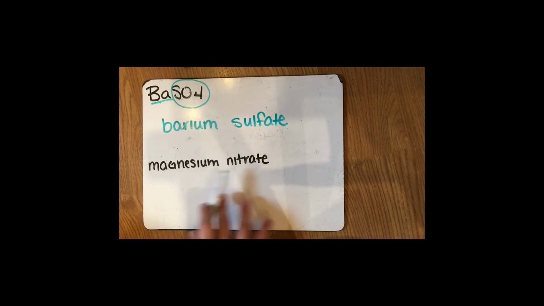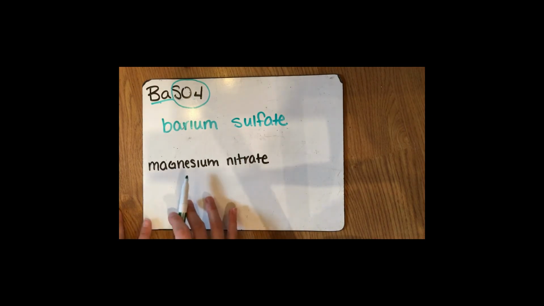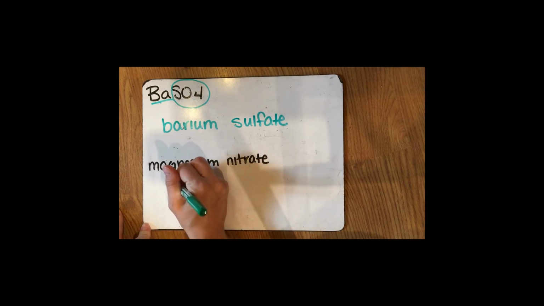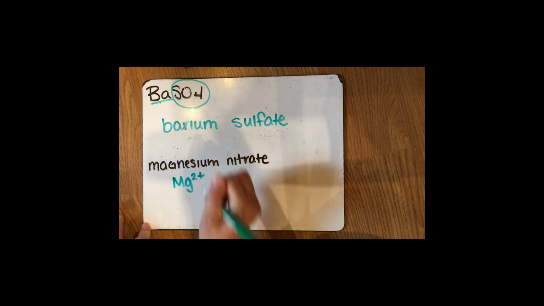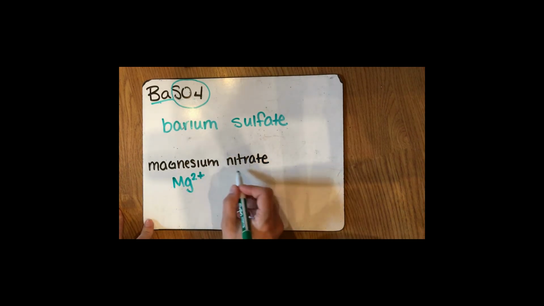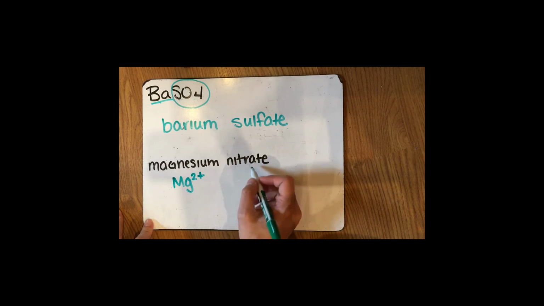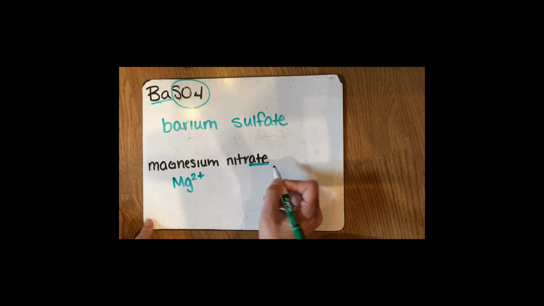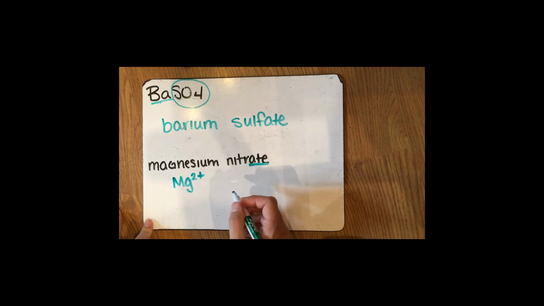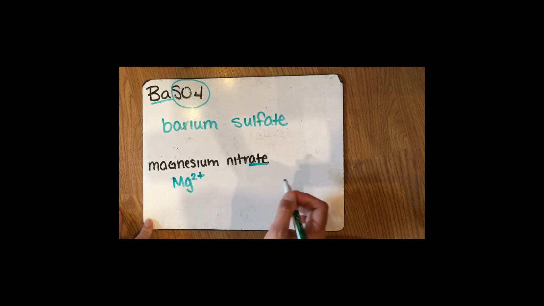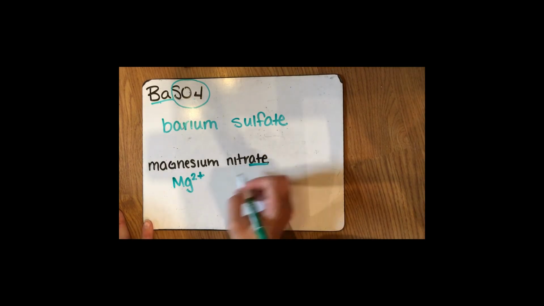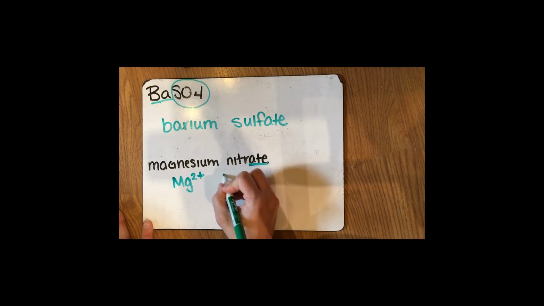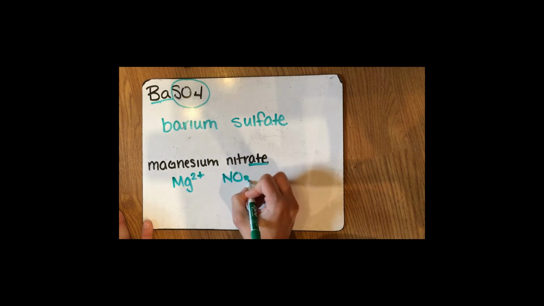To write the formula, it's very similar. We know magnesium is Mg, and when we look at the periodic table, it has a 2+ charge. Nitrate is a polyatomic ion. We can tell that it's not nitrogen because the ending is ATE. If it were nitrogen, the ending should be IDE because that's what we changed the anion to. So we know this is a polyatomic ion. We can look that up and see that nitrate is NO3-.